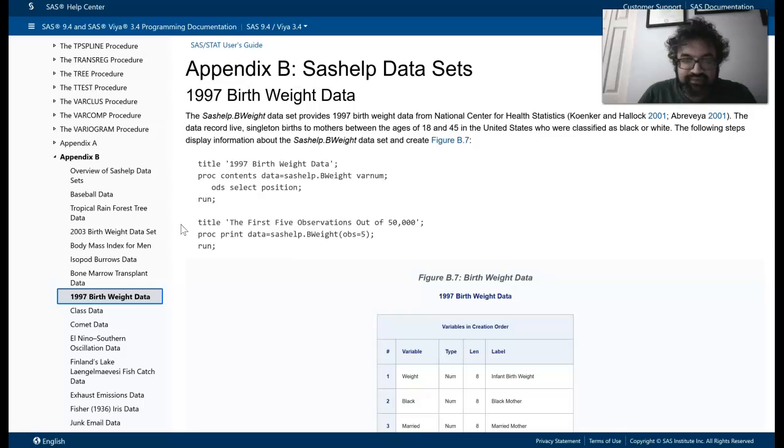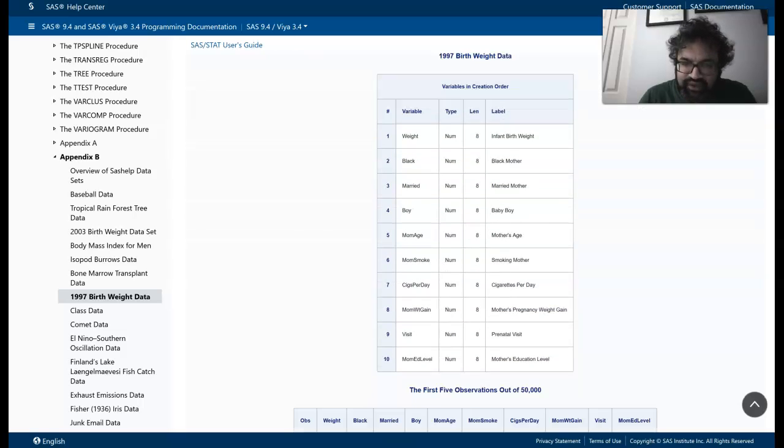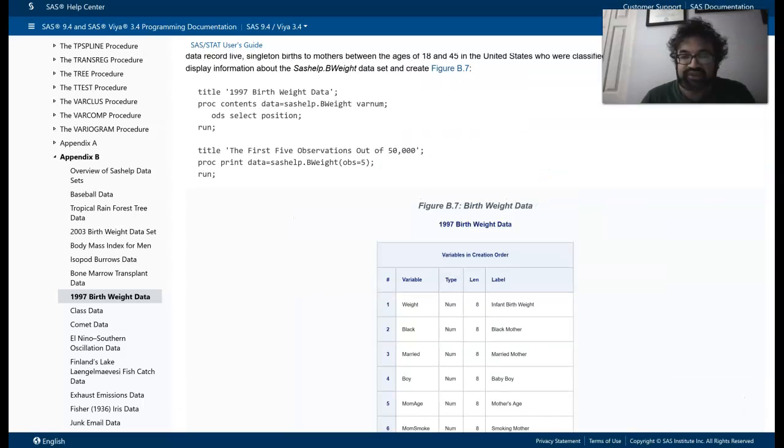So there's about 50,000 observations, I believe, on this one. You can look at the first 5 out of the 50,000, and you can look at some of the factors like cigarettes per day, mother's education level, marital status, gender of the baby, and also weighting. So these are all different data sets that are important.